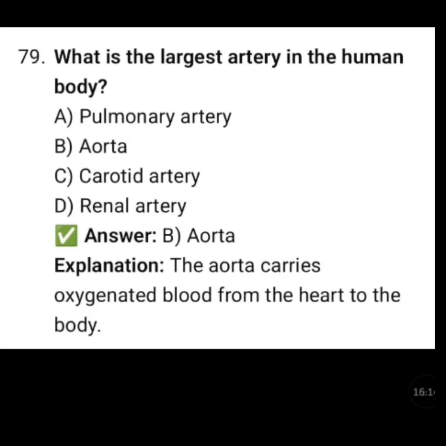What is the largest artery in the human body? Pulmonary artery, aorta, carotid artery, renal artery. The correct answer is option B, aorta. The aorta carries oxygenated blood from the heart to the body.